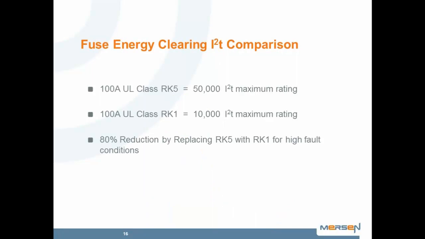In fact, with the UL standards, UL 248, in a 100 amp class RK5 fuse, it allows up to a maximum of 50,000 I²T. With the same rating, 100 amps, the UL classification RK1 limits it down to 10,000. So in a fault condition, if you have an RK5 fuse and you replace it with an RK1 fuse, you will have an 80% reduction in I²T.